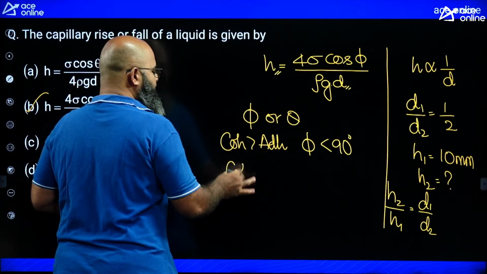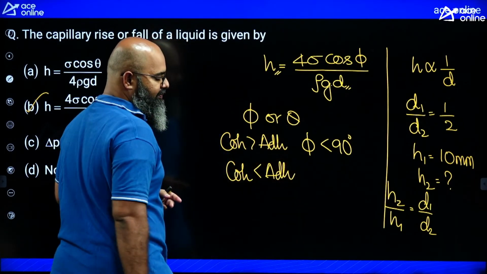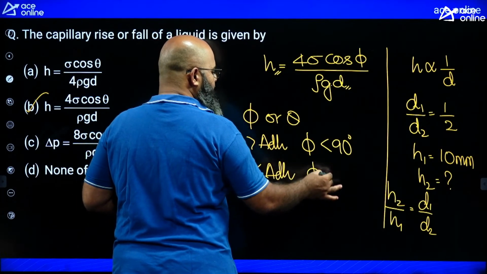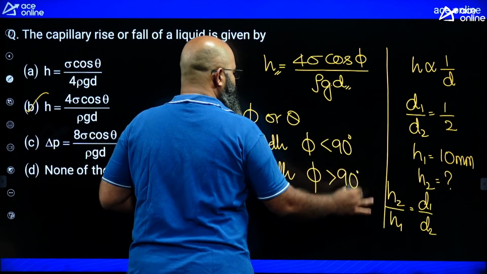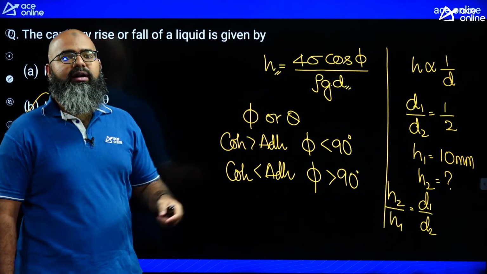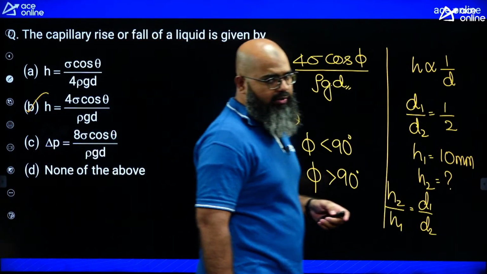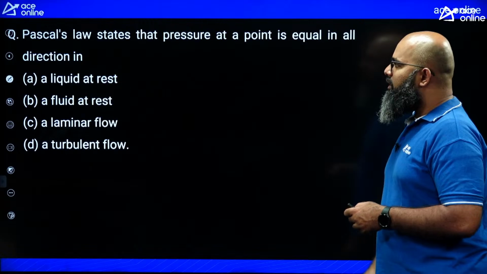If cohesion is weaker than adhesion, the value of phi becomes greater than 90 degrees. In this case, the cos of phi will become negative, h will become negative, and capillary depression will take place. I hope this is clear to all of you. Let us move further now.